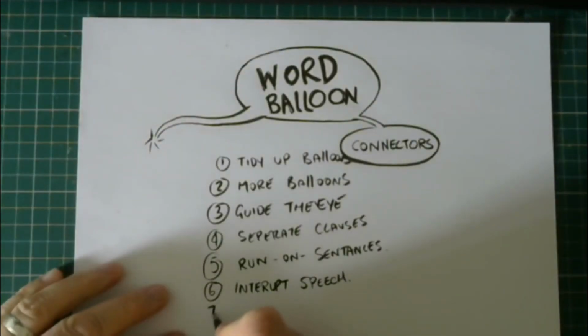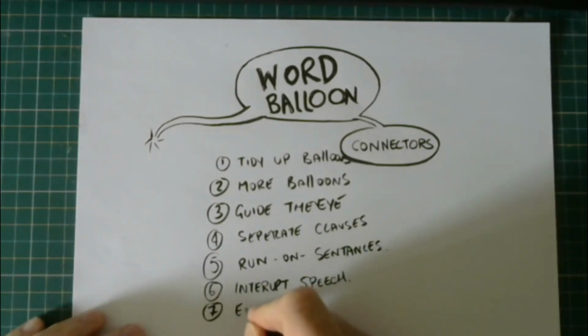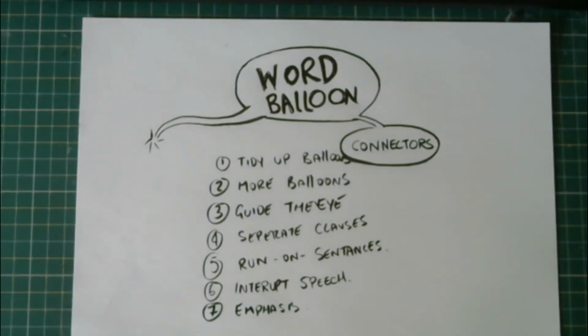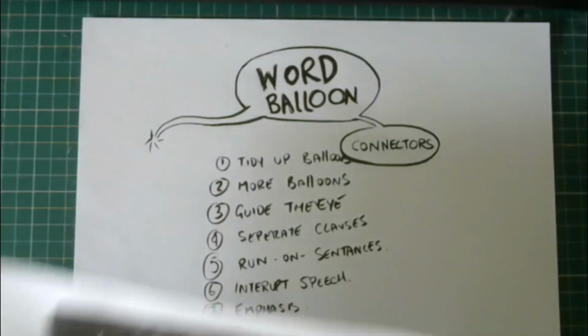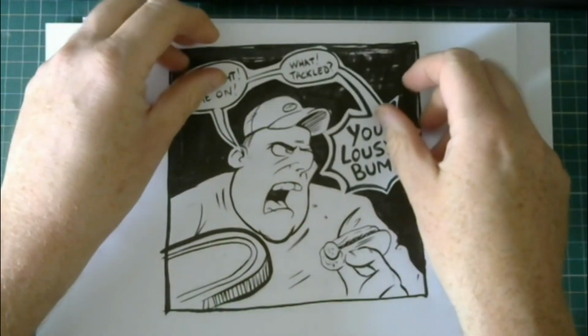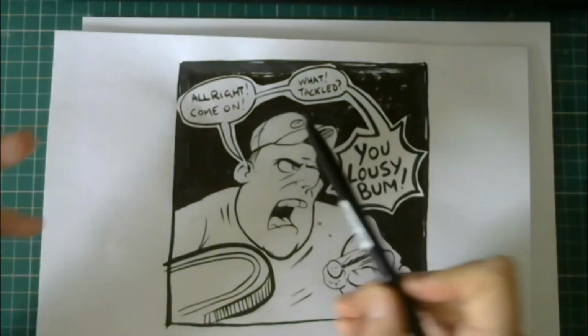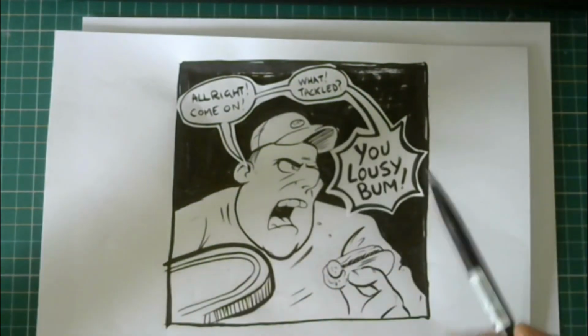And our final use of a word balloon is for emphasis. And we sort of touched on it briefly in the last example. Let's show you. So we've got our sports fan here. He's got the big foam finger. He's got the cap, the team colours on. He's going, "All right, come on! What? Tackled? You lousy bum!"